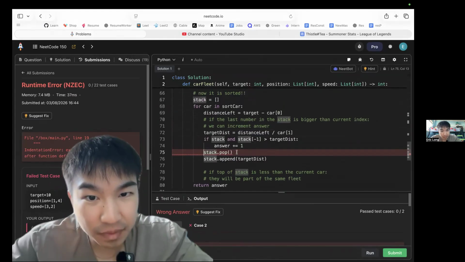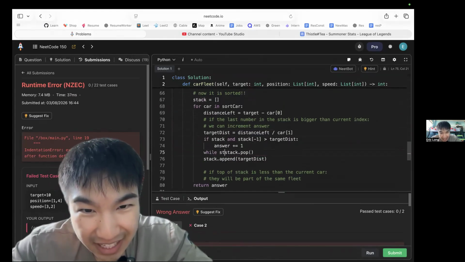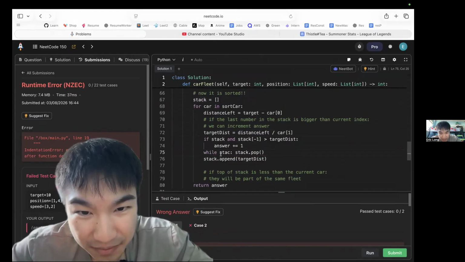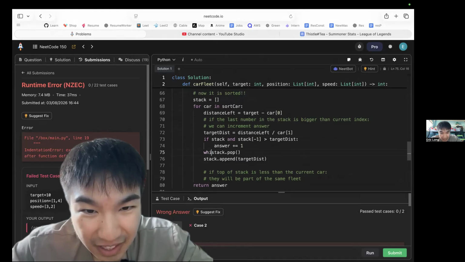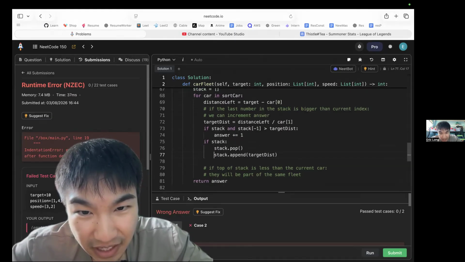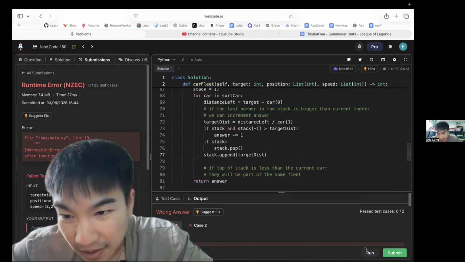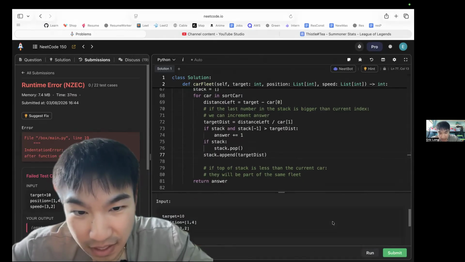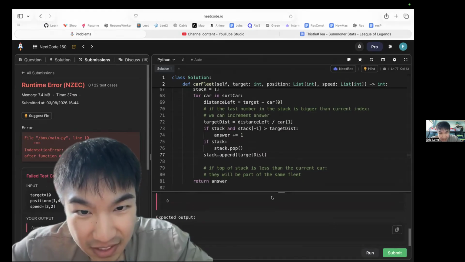Yeah, that's fire. Okay, now we gotta check while stack. We go ahead and stack pop. No, I say if stack. If stack, then we go ahead and stack pop, and we also go ahead and append. Okay, and we got a wrong answer right here. Let's see what's wrong.